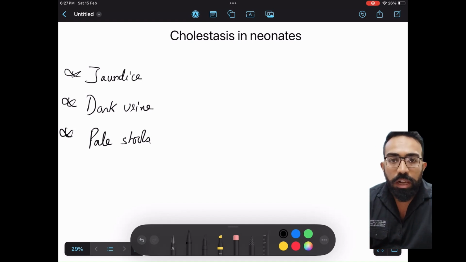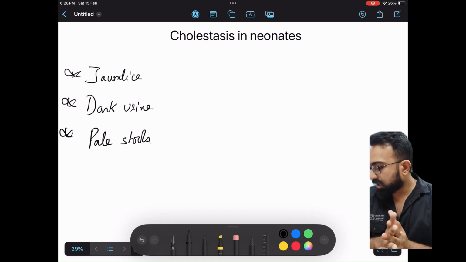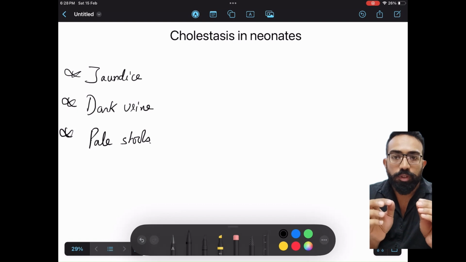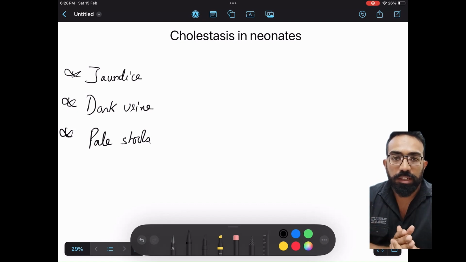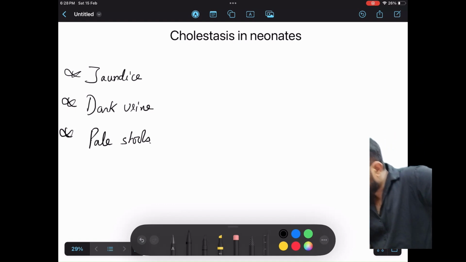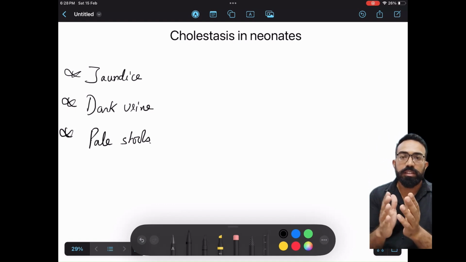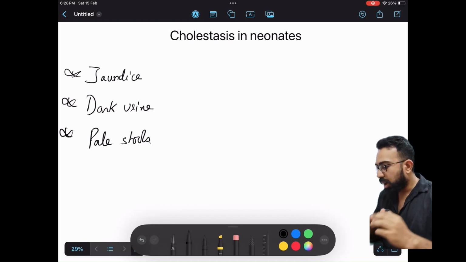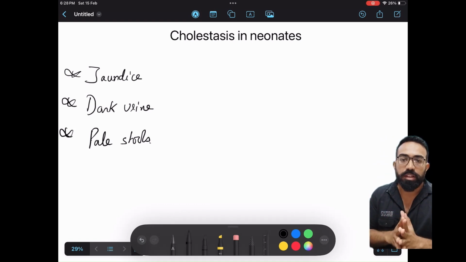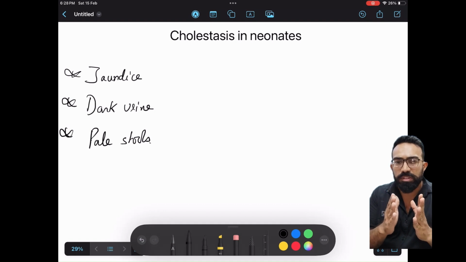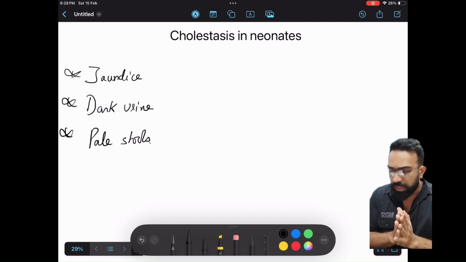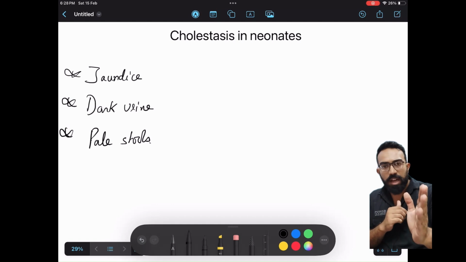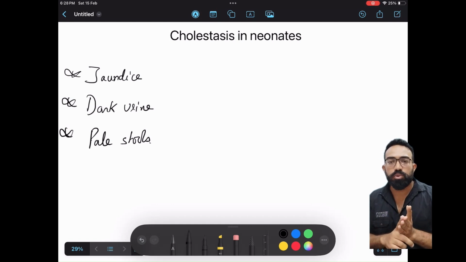Now, coming to the last topic of today's discussion, which is of a pediatric population. It is cholestasis in neonates. Now, what do you mean by cholestasis? It is the stasis of bile, slowing of the bile. Now, how is it going to present? It is going to present with jaundice in a child, and there will be dark urine and pale stools.